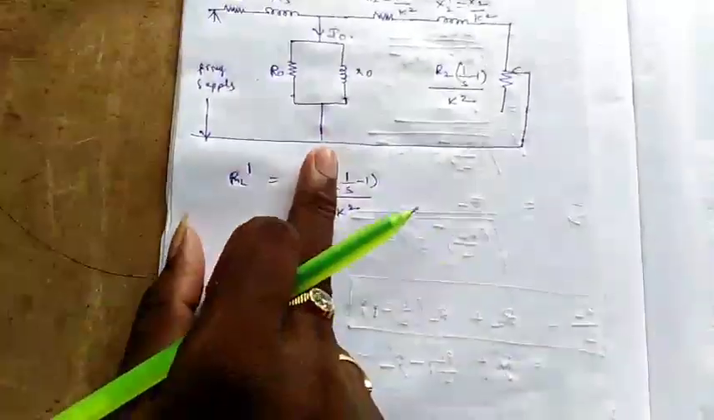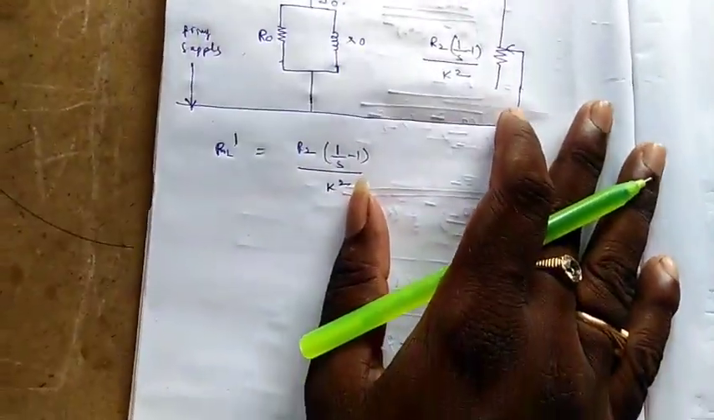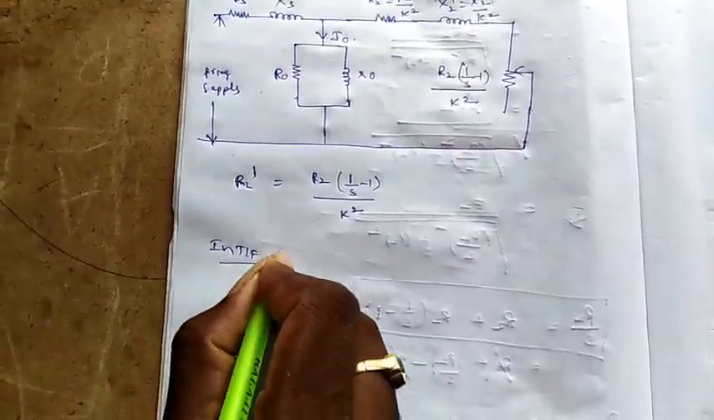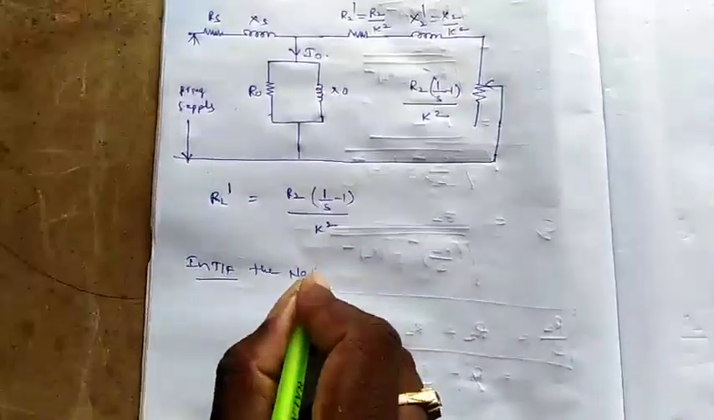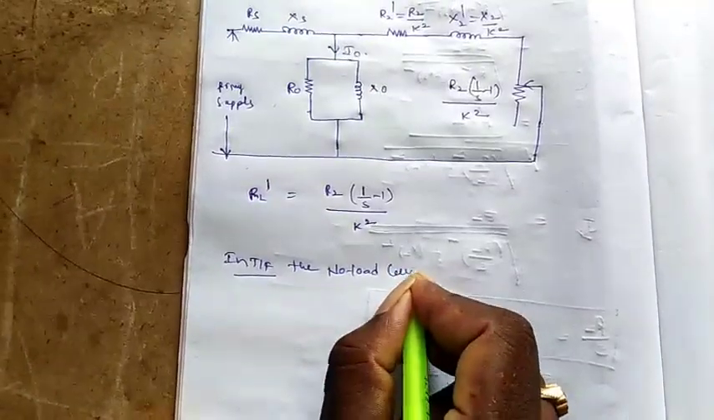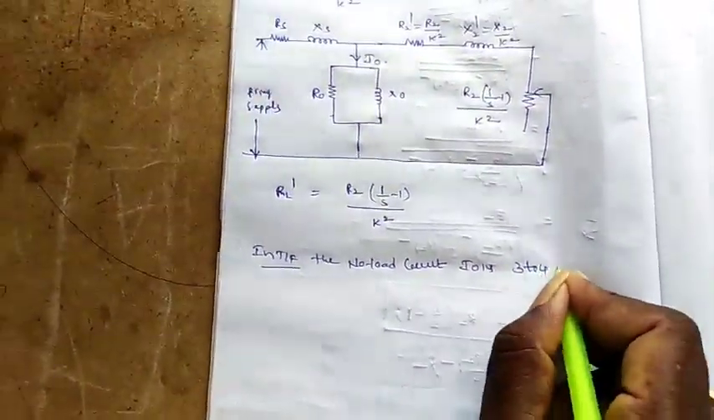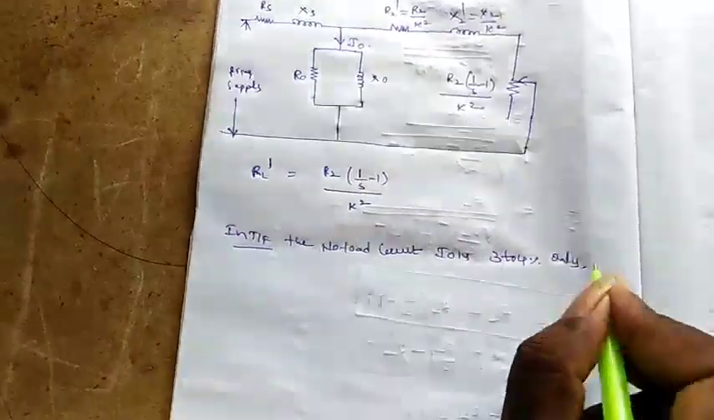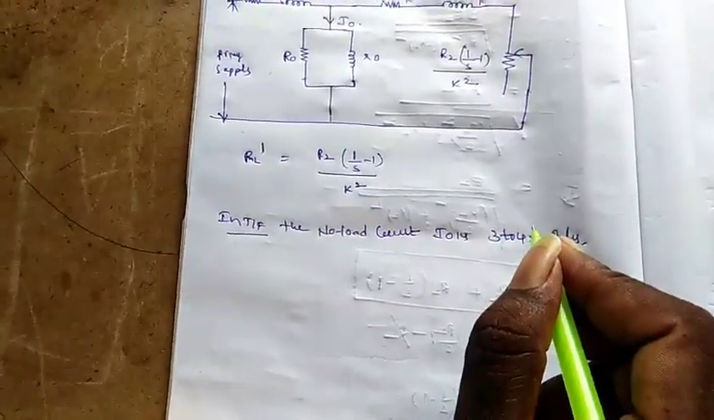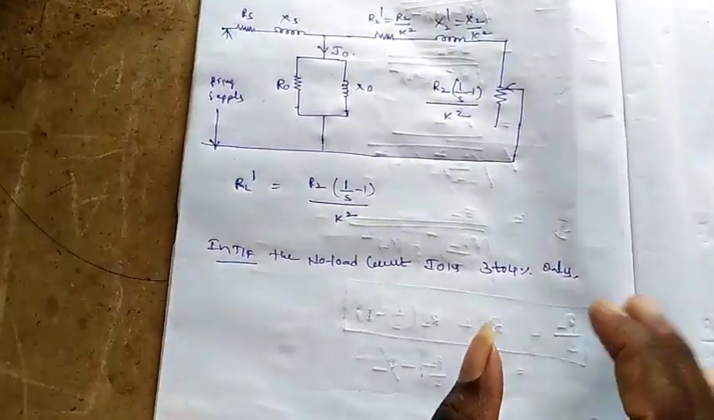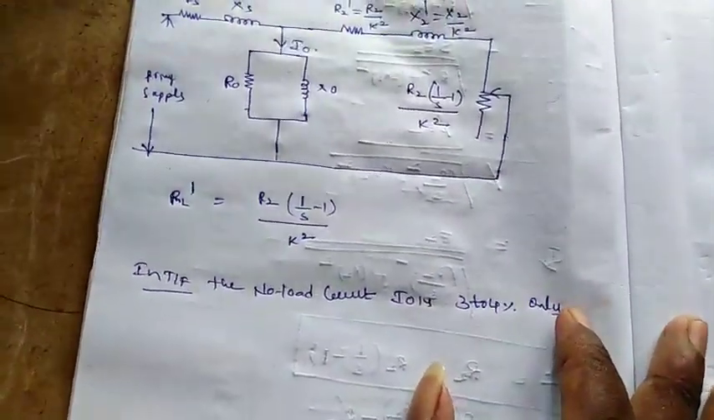And also here we cannot neglect the I naught, because in a transformer, the no load current I naught is 3 to 4% only. That's why we can neglect that shunt branch.